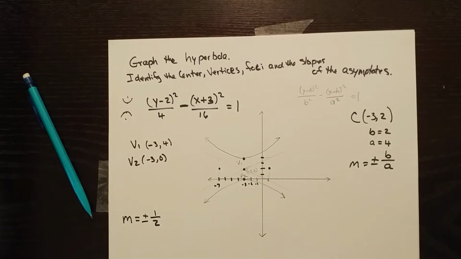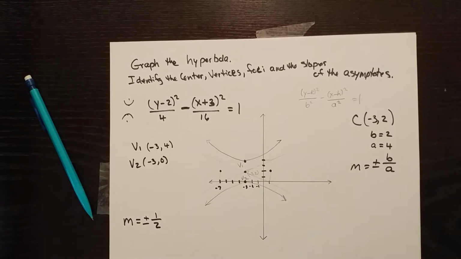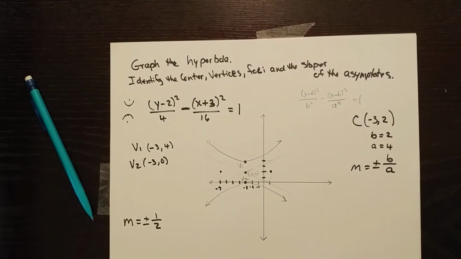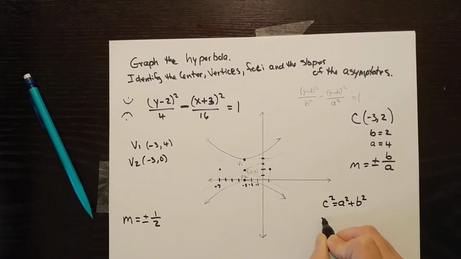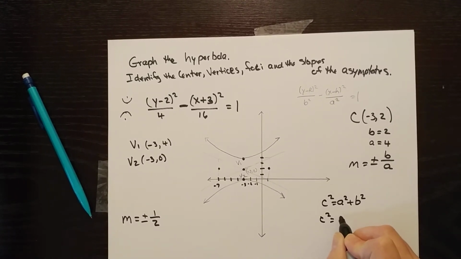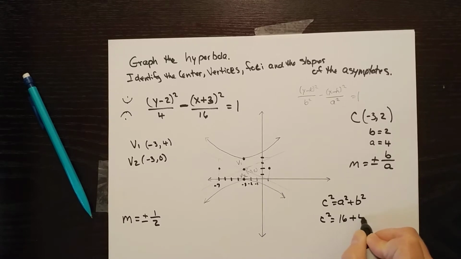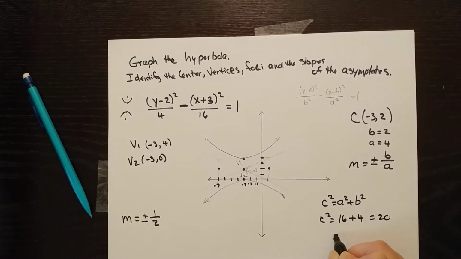Lastly, I need to label the foci. I know they're going to land in here and here. The formula that goes with the foci for a hyperbola is basically the Pythagorean theorem: c squared is a squared plus b squared. So in this case, c squared is going to be 16 plus 4, which is 20. So c is the square root of 20. This is a sketch, so I don't have to worry about this too much, but the square root of 20 is somewhere between 4 and 5.